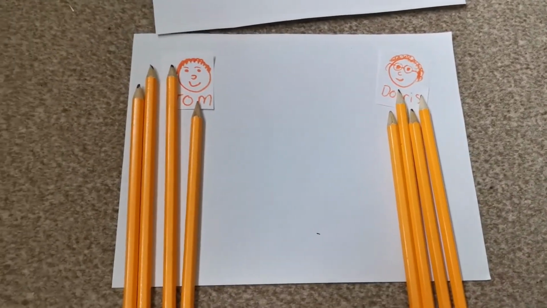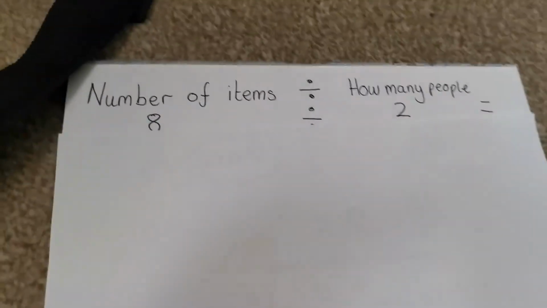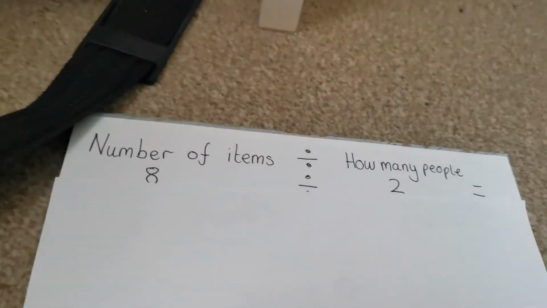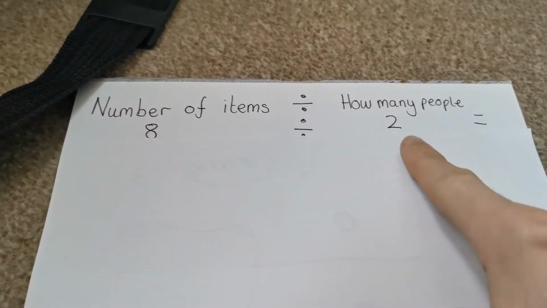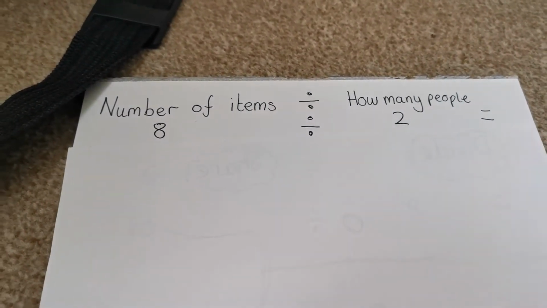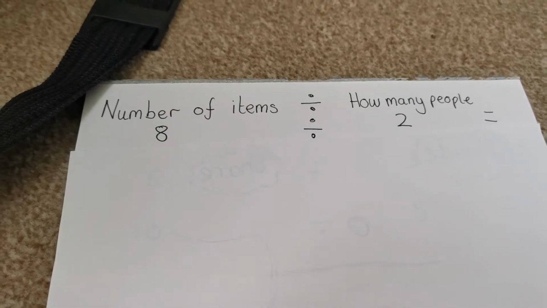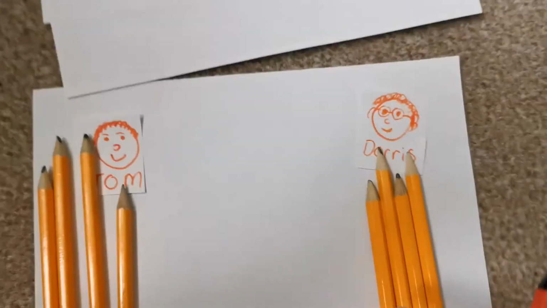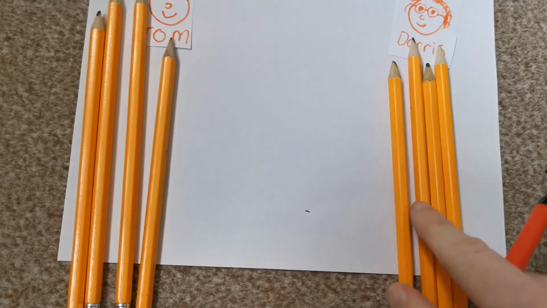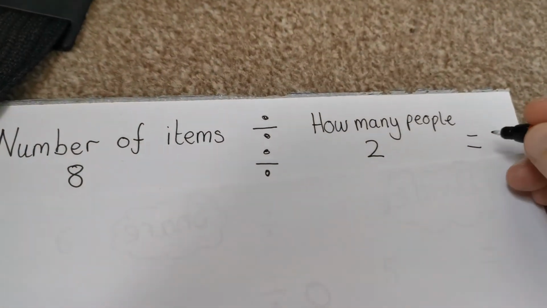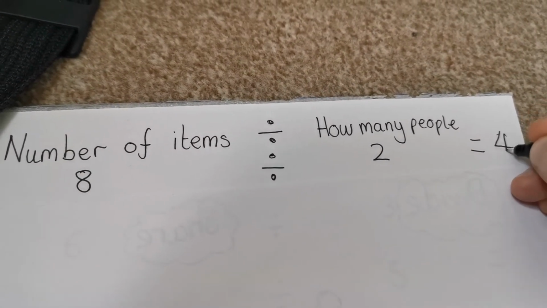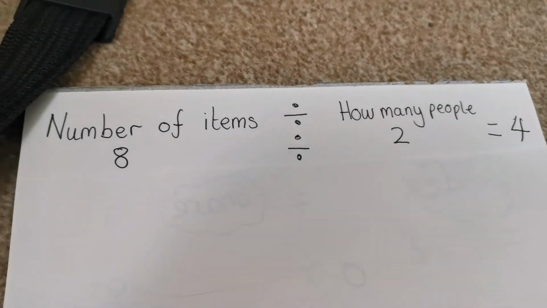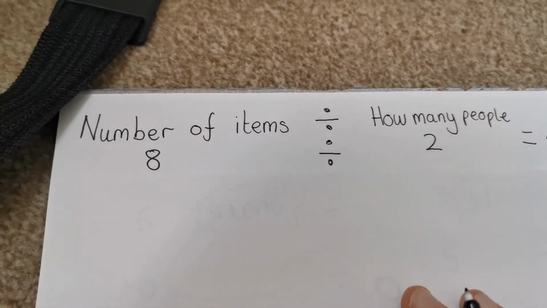So let's have a look at our sum. So the number of items we had was 8. 8 pencils shared between 2 people. How many did each person get? 1, 2, 3, 4. So we can write up here 8 divided by 2 equals 4. Fantastic, and that's our first one done. Let's try it with one more.